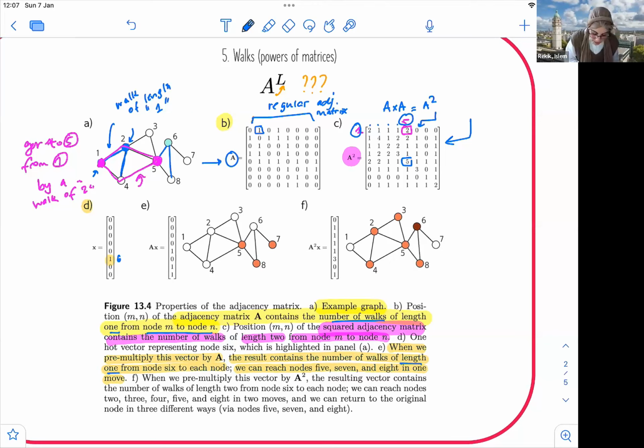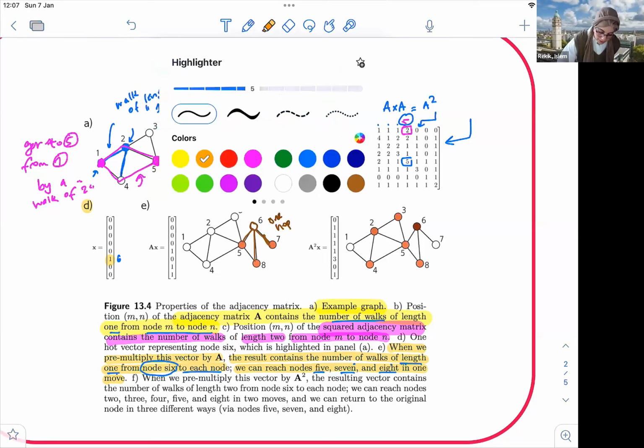So this multiplication contains the number of walks of length 1 starting from node 6 to each node. We can reach, for example, nodes 5, 7, and 8 in one move. These are the 3 nodes that we can reach. So from 6, we can reach 5, 8, and 7 with one hop, or one jump.